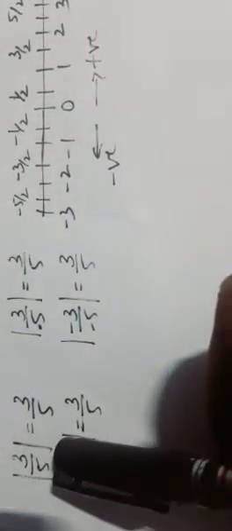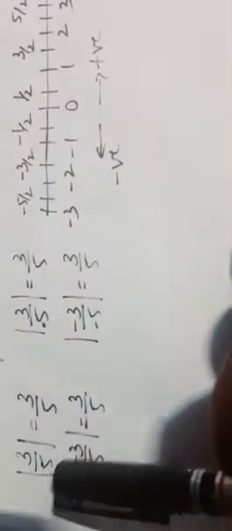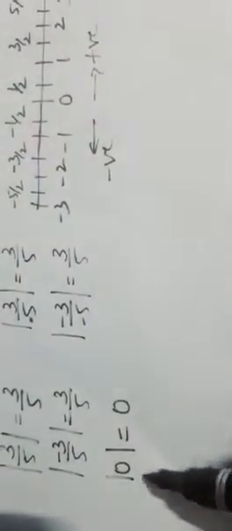Then you have to note that the absolute value of every rational number other than 0 is always positive. In these examples we have seen that for all the rational numbers, having a negative sign as well as a positive sign, the answer we get is positive. The absolute value of 0 is 0 itself.